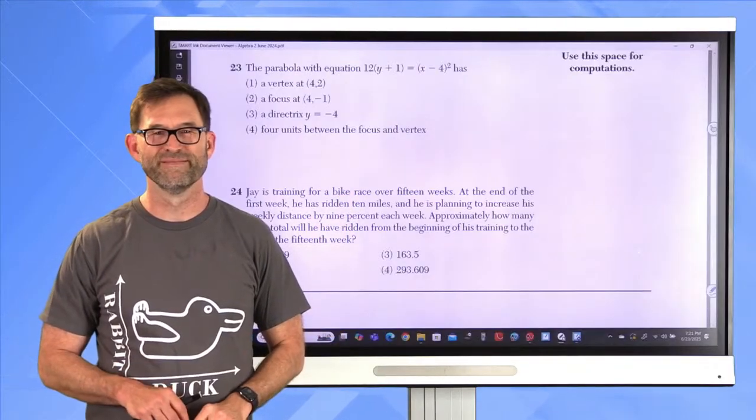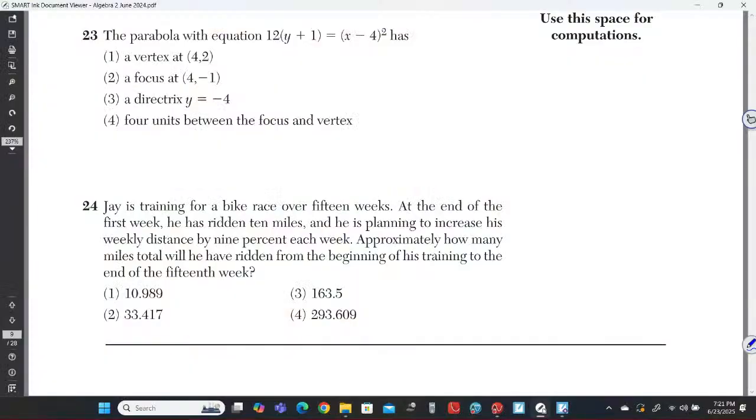Problem number 23. The parabola with equation 12 times y plus 1 is equal to x minus 4 squared has, number 1, a vertex at 4, 2, number 2, a focus at 4 divided by 4, negative 1, a directrix of y equals negative 4, and 4 units between the focus and the vertex.